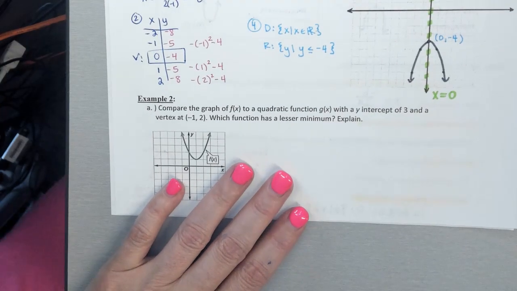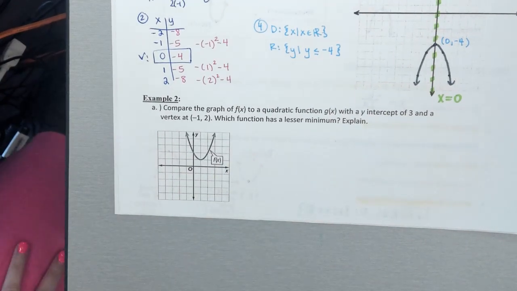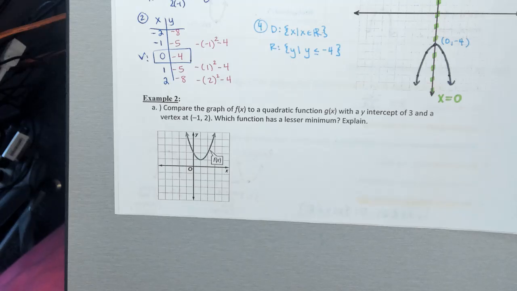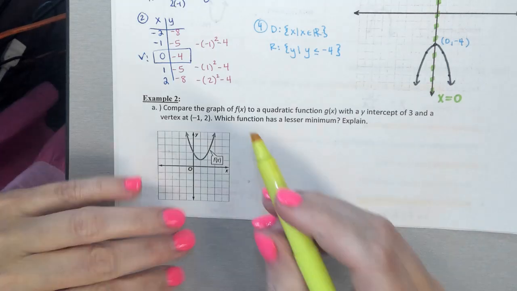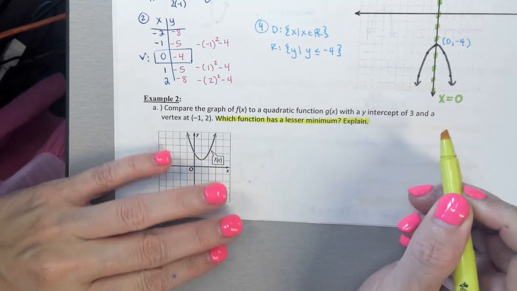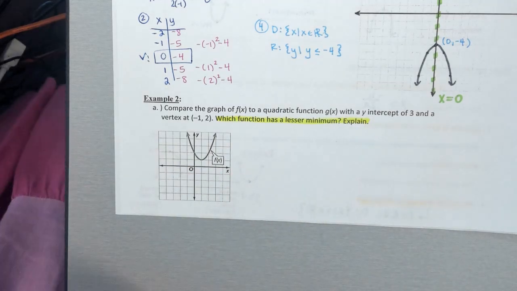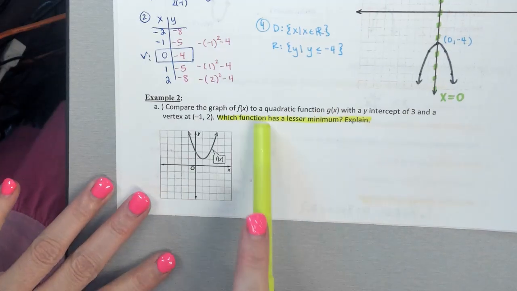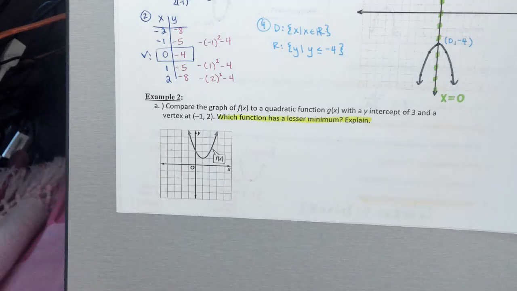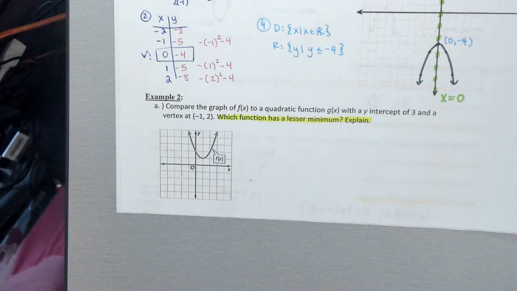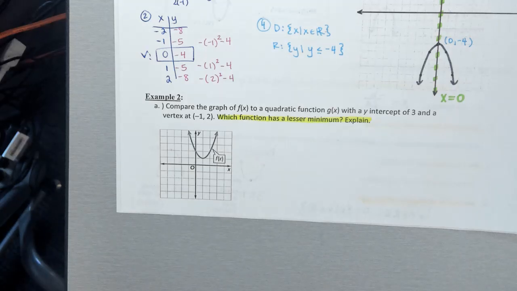Okay. When you are doing these examples, I'm going to help you set up what we're looking for here. So it says to compare the graph of f of x to a quadratic function g of x that has a y-intercept of 3 and a vertex at -1, 2. The question we have to answer is which function has a lesser minimum, and then we're going to explain that. So when you are finding which one has the lesser minimum in your explanation, you are going to find the actual minimums and then calculate the difference in units between them.